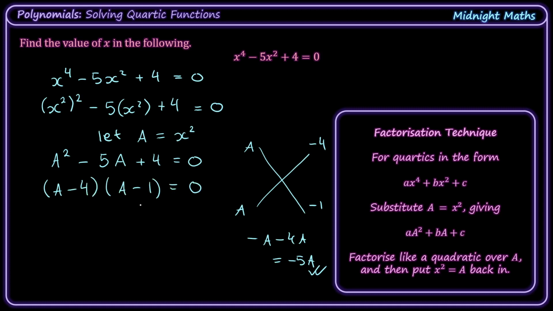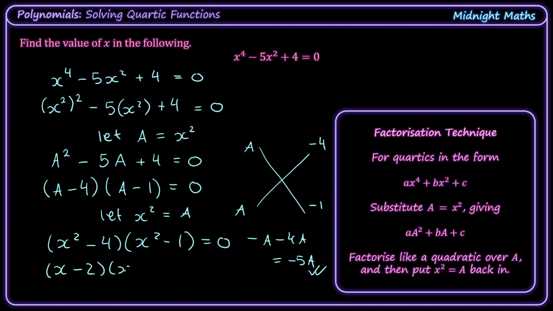Now this is actually looking very good already, but I'm just going to replace it back with what I had, because obviously the A is something I invented to help myself. I'll just replace the A back with x squared. So I'm putting that here, x squared minus 4, and then I have x squared minus 1 equal to 0. All of these can now be factorized further using difference of 2 squares. So this one factorizes to x minus 2, x plus 2. And this one factorizes to x minus 1, x plus 1.